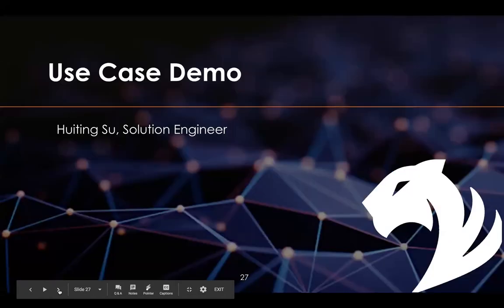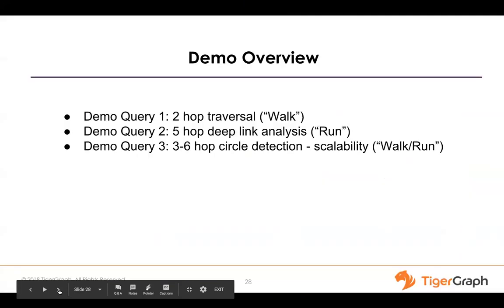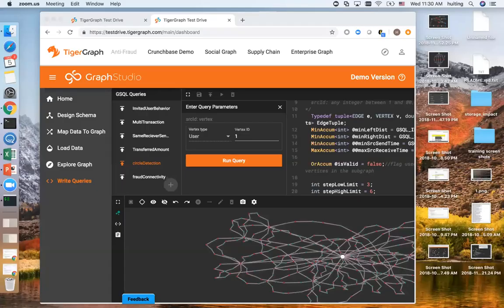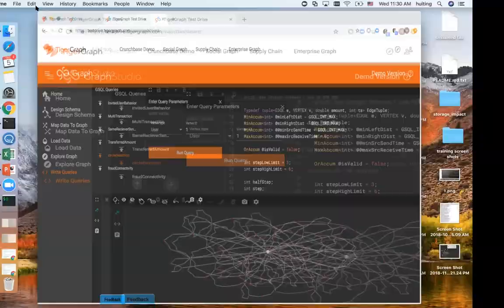Now that we have talked about the finance industry use cases, Hui-Ting will demo another finance use case for anti-fraud in credit card referral business. All right, I'm going to transition to Hui-Ting. Hui-Ting, you can share your screen. The demo here will talk about 3 different queries: the 2-hop traversal, 5-hop deep link analysis, and 3 to 6-hop circle detection. So it is, going back to an analogy earlier, the walk, run example.